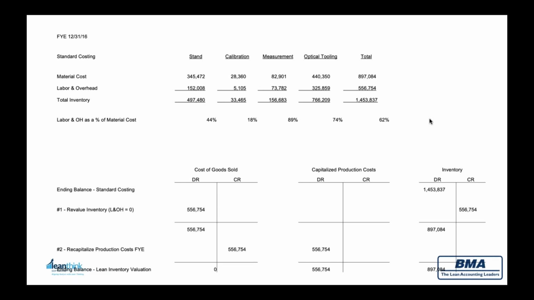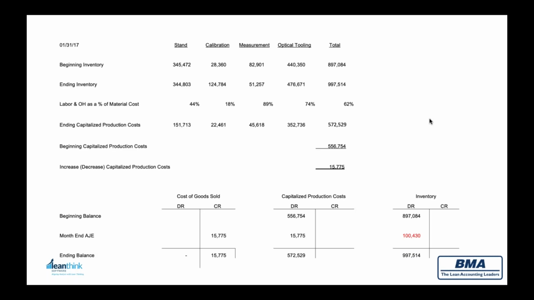So if you look at the T accounts, step 1, revalue inventory, set the rates to 0. What does the system do? It credits inventory for all of the labor and overhead, puts those costs back on the income statement. Step 2, you have to recapitalize those year-end production costs. So you do it with a journal entry just to put the numbers back. So now your end of year inventory is properly stated in your balance sheet. It's just not done on a product by product basis for the labor and overhead.